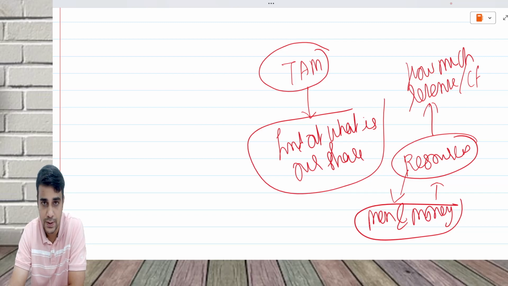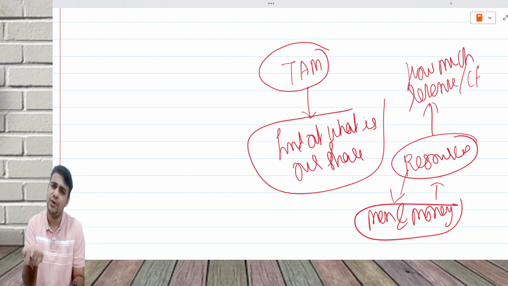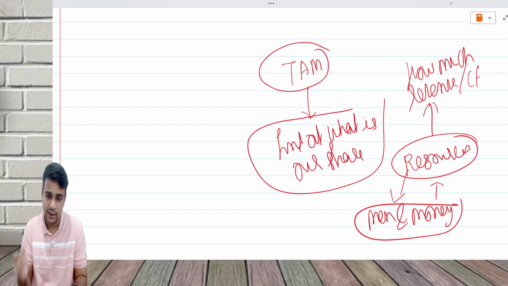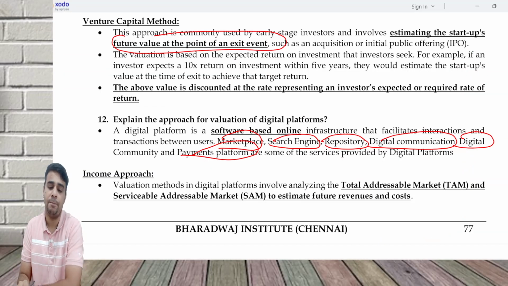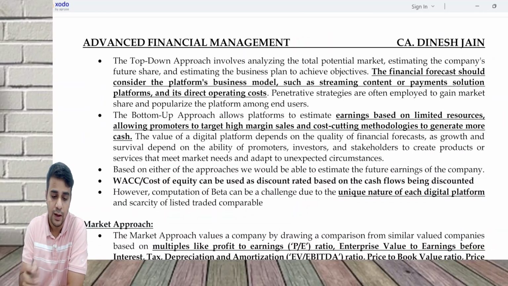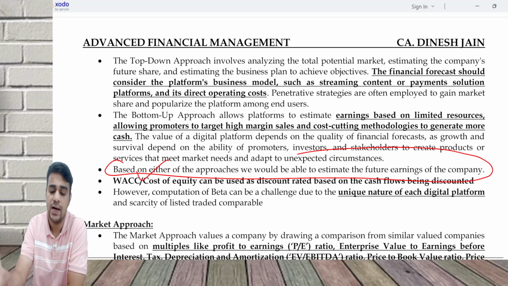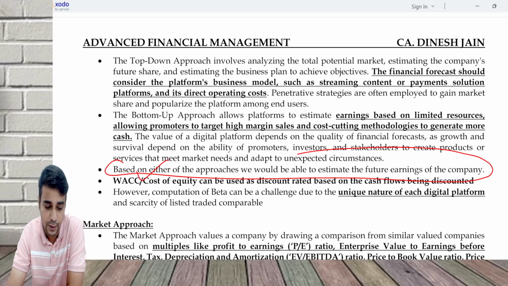Once you have arrived at the fair value, that is, the revenues are arrived at, from the revenues get the cash flows. If it's FCFF, use the discounted cost of capital; for FCFE, the cost of equity; for profit itself, multiply with the P/E multiple or the capitalization factor. So based on either approach, you estimate the future earnings. WACC or cost of equity can be used to do the discounting.